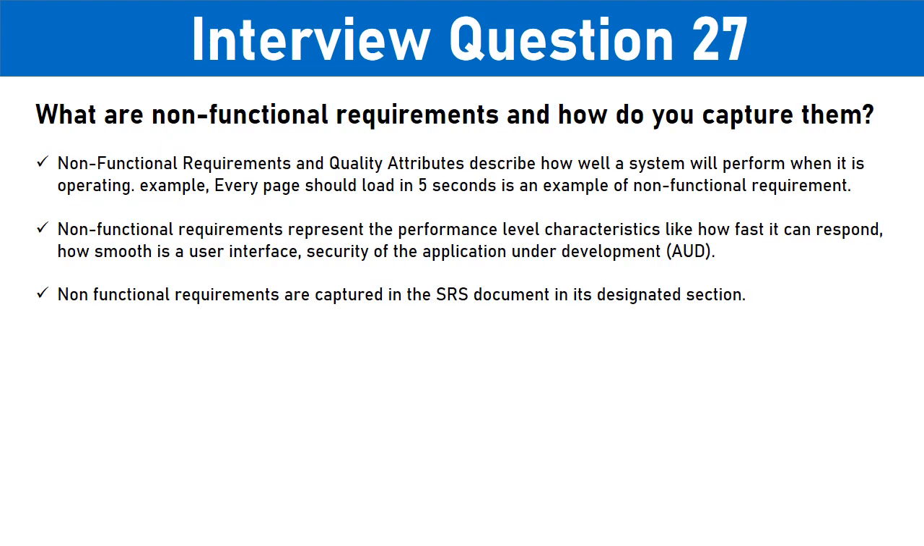Interview question 27. What are non-functional requirements and how do you capture them? Non-functional requirements and quality attributes describe how well a system will perform when it is operating. Example: every page should load in 5 seconds is an example of a non-functional requirement. Non-functional requirements represent the performance level characteristics like how fast it can respond, how smooth is a user interface, security of the application under development, AUD. Non-functional requirements are captured in the SRS document in its designated section.